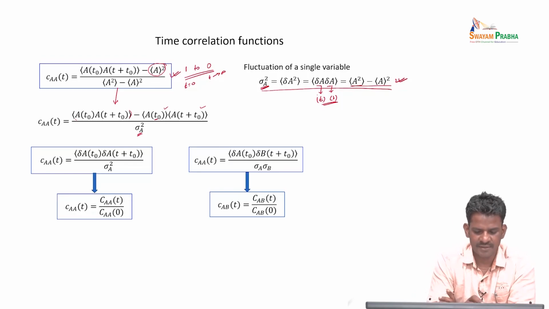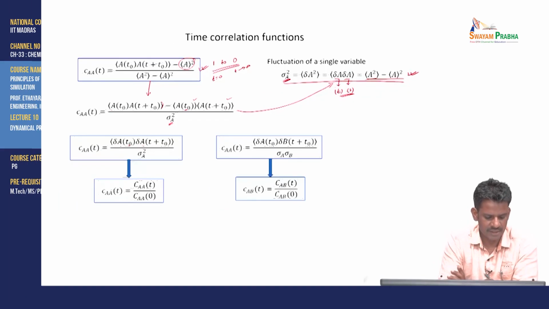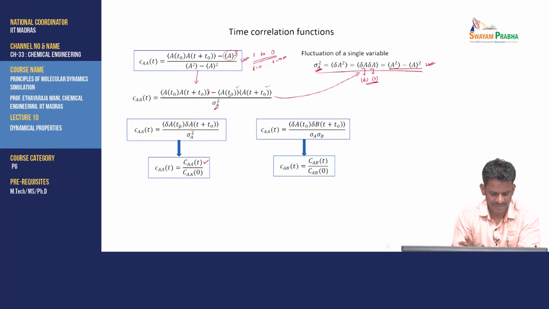By comparing this with these equations, we can show that this entire numerator can simply be written as the ensemble average of delta A evaluated at t naught and delta A evaluated at t plus t naught, divided by sigma A square. This is nothing but our correlation function evaluated at time t, and the denominator becomes the time correlation function evaluated at t equal to 0. So the normalized time correlation function is the unnormalized correlation function divided by the same correlation function at t equal to 0, because that is where this function reaches its maximum value.